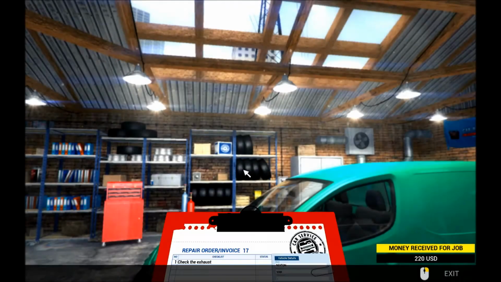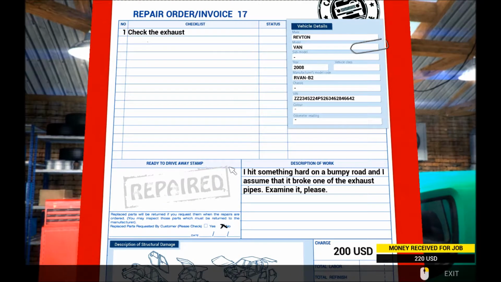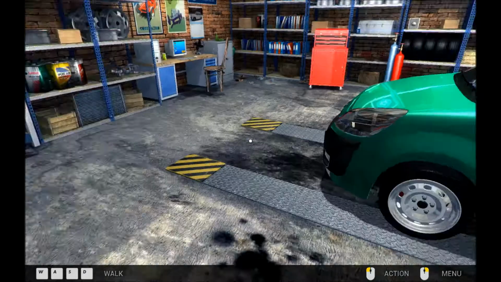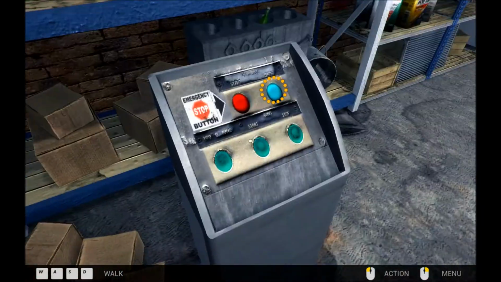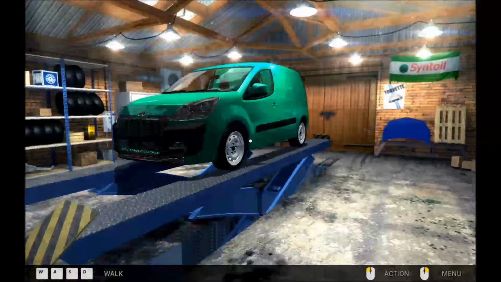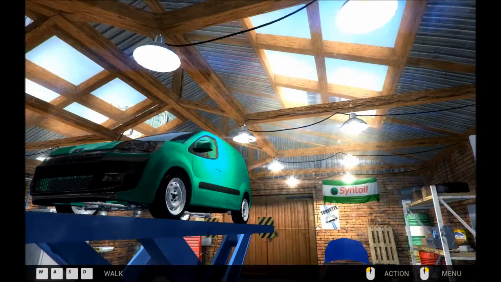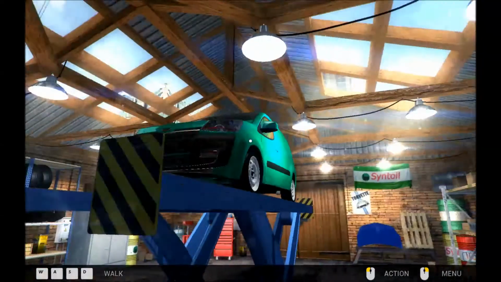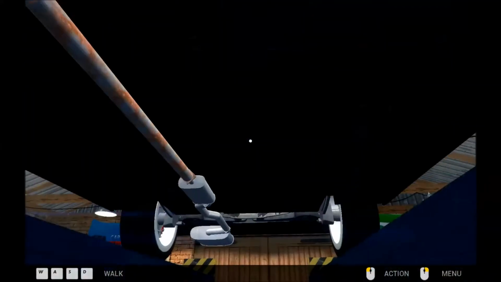Okay, let's see what the next job brings. Brings a green van that requires the exhaust checking. Oh, I've not done... Oh, I have done bits with the exhaust. I broke one of the exhaust parts. Examine it, please. $200. Alright. Let's get up in the air. Shake its tail feathers. Whoop whoop. You know, they must get detailed before they bring them in here. These cars are all super shiny.